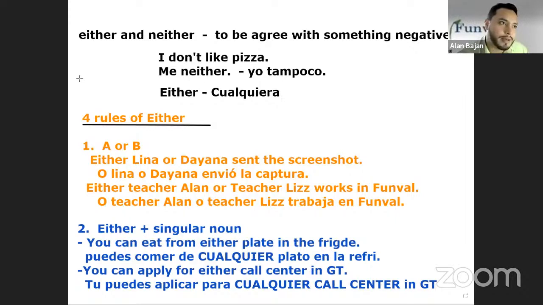It's a similar structure to either. I would say that whatever and wherever are more specific, for places or for things. Whoever is for a person, right? But either is general. You use it with everything. And in this case, in rule number 2, with a singular noun, okay?